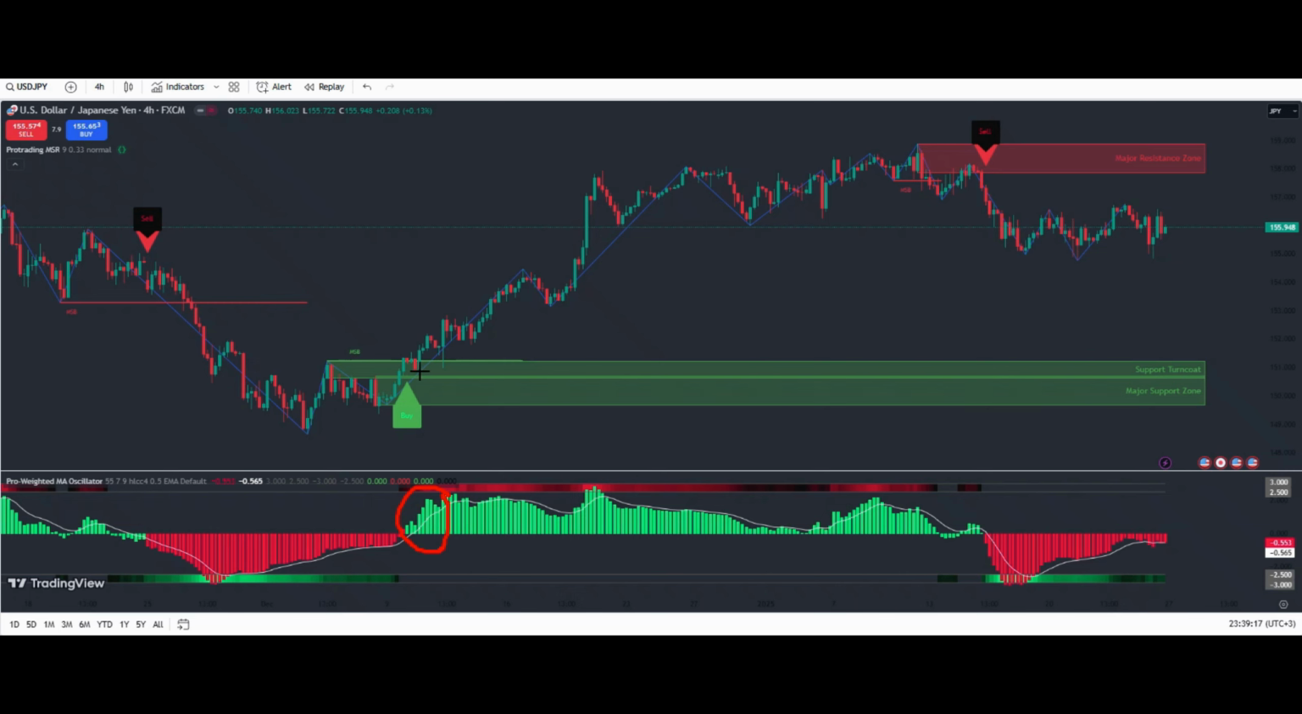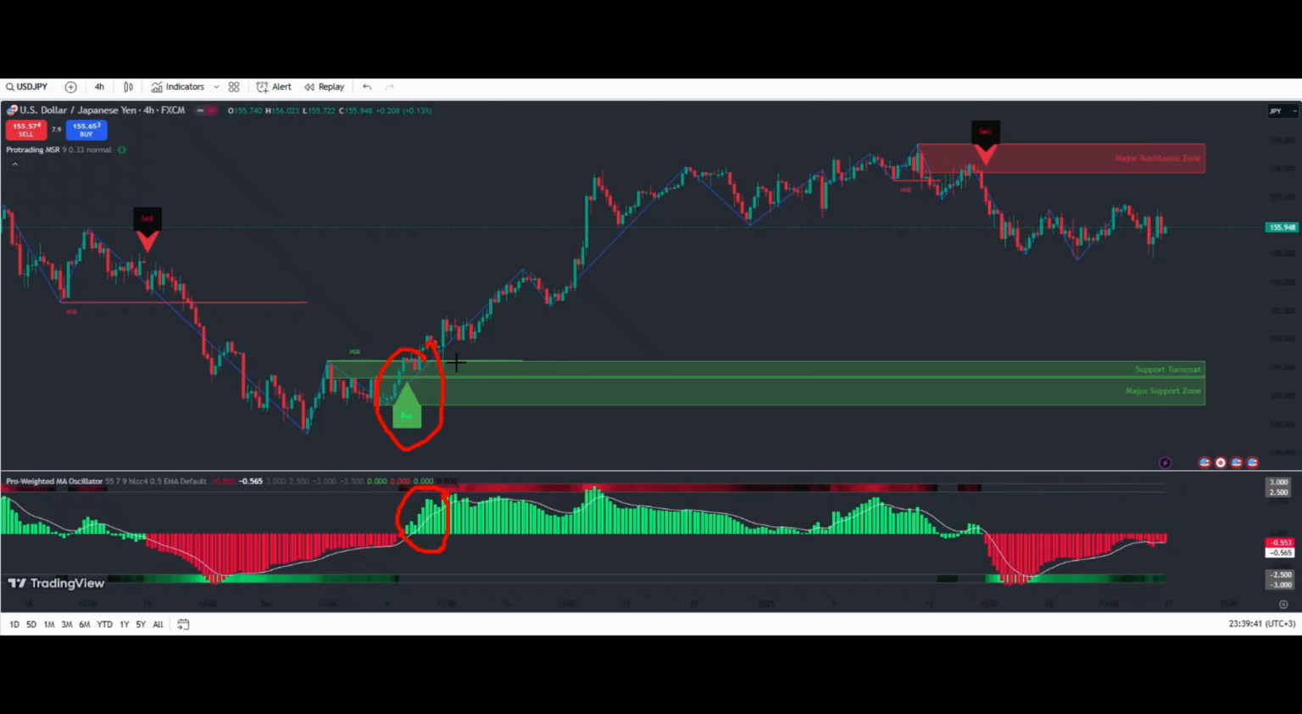Once the oscillator gives us this signal, and once it crosses here, it gives you the signal on the chart. At this point, we are not ready yet to place a trade. So the first thing we wait for is to see whether there is a support or resistance at that very particular point where the oscillator is giving us a signal.